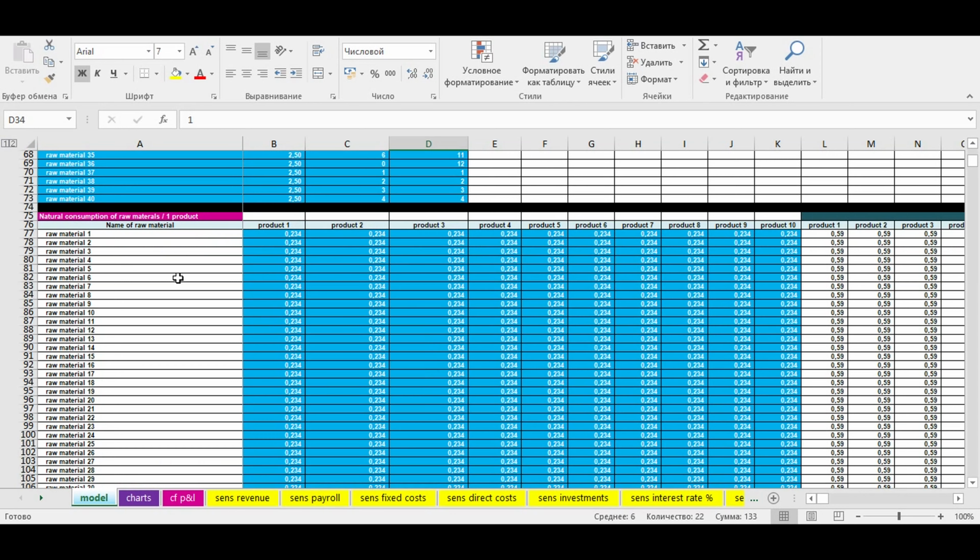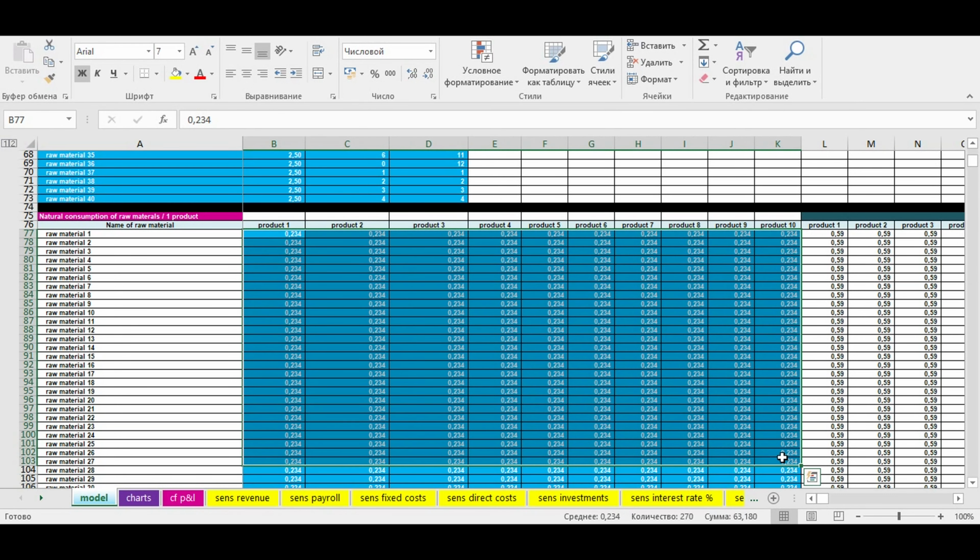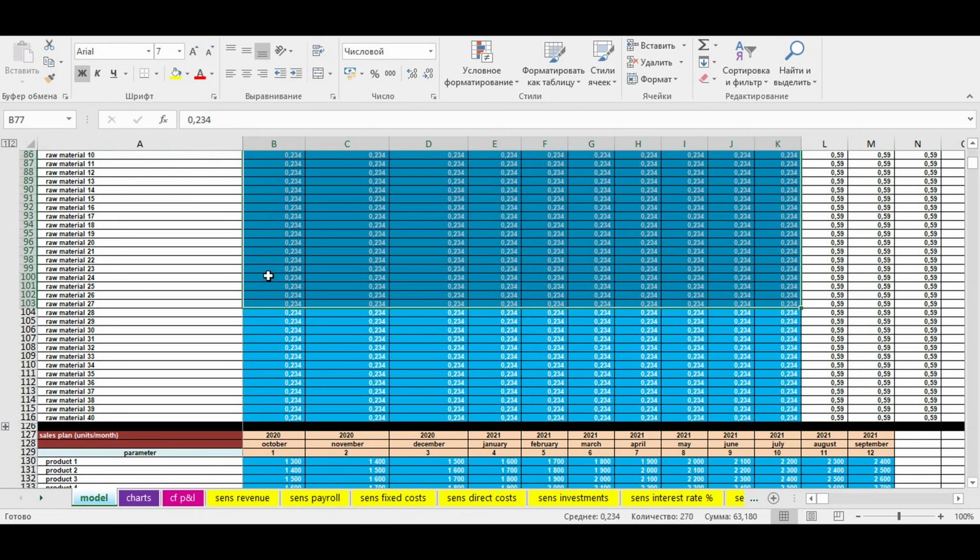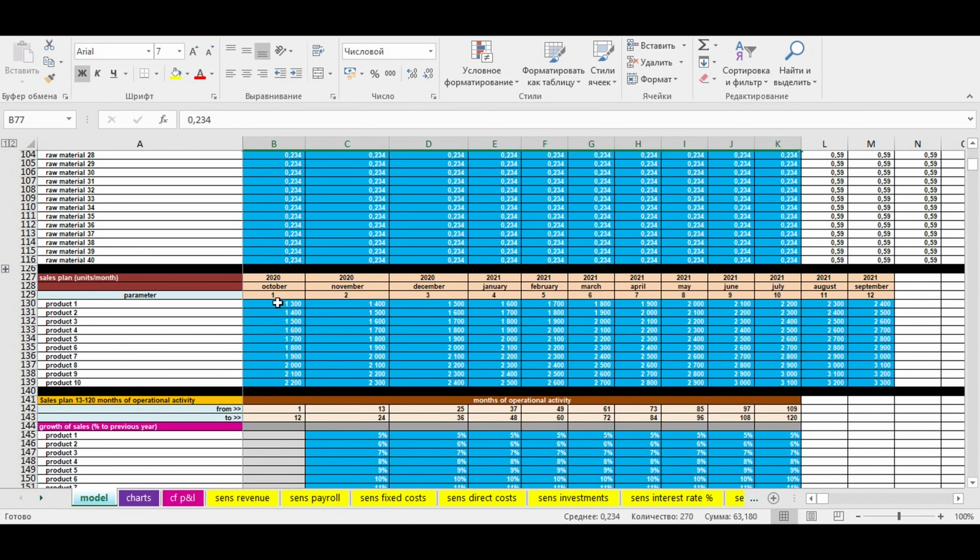Then we go to the next block of input data concerning natural consumption of raw materials per one product. Here, from top to the bottom, we have a list of raw materials. From the left to the right, we have a list of our products. In the input area, we enter natural amount of each raw material in metric we buy it needed to produce one product. Then we enter sales plan for the first 12 months of operating activity for each product.